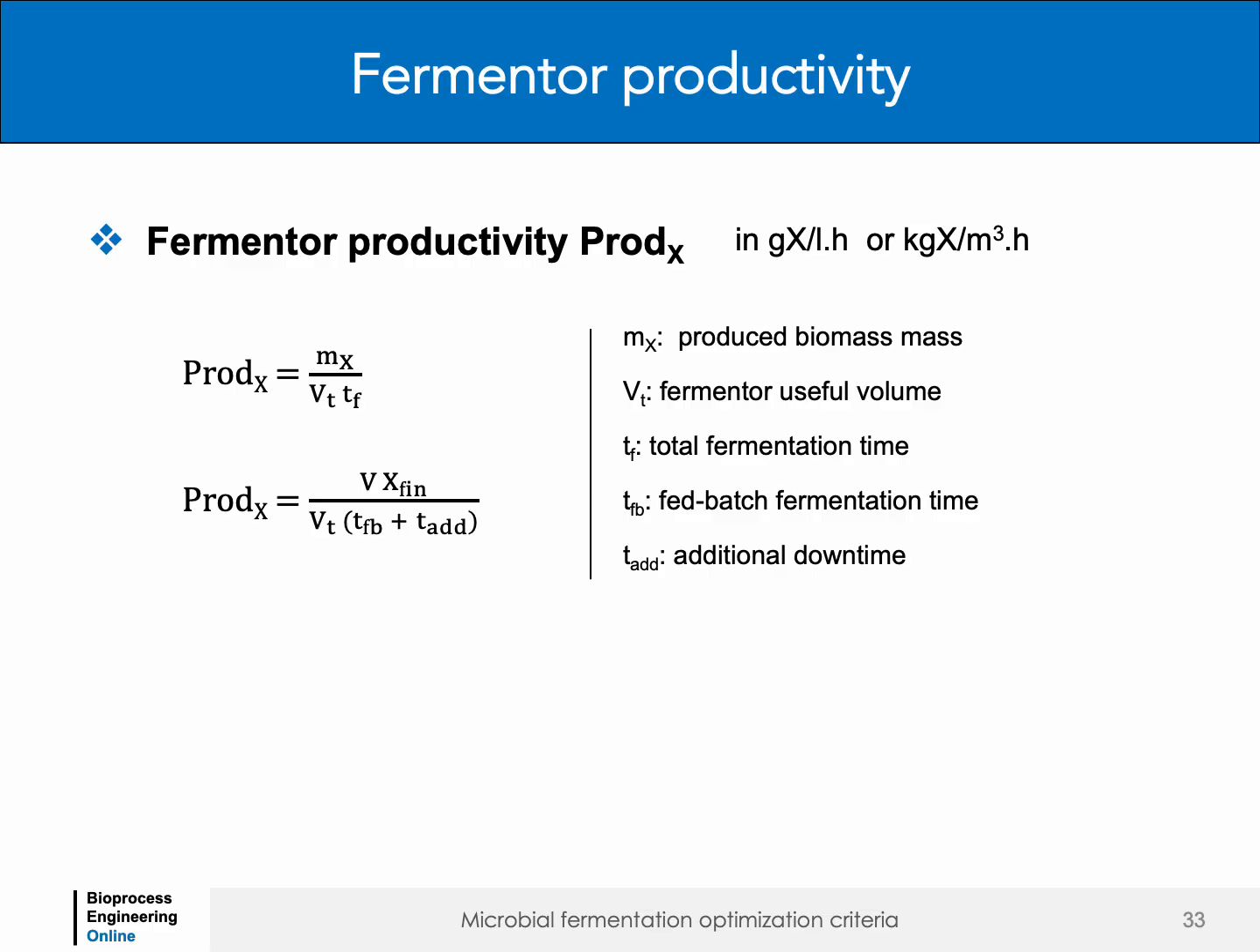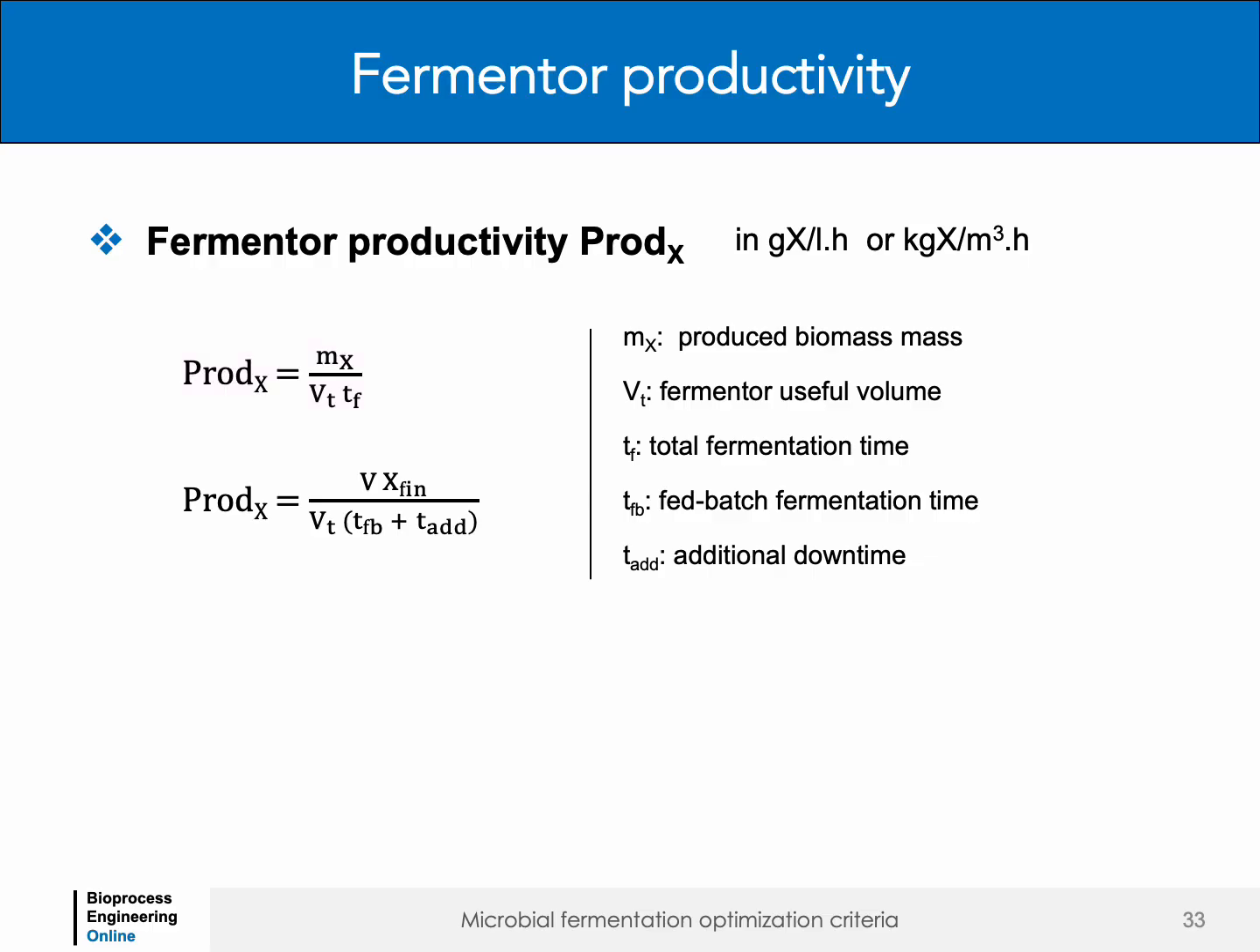For most fermentation processes, the most important optimization criterion is fermenter productivity. In our case, the fermenter volumetric productivity, denoted as Prod-X, is defined as the amount of yeast biomass produced at the end of the fermentation, divided by both the total fermenter volume and the total process time. It is typically expressed in grams biomass per liter hour or kilograms biomass per cubic meter hour.